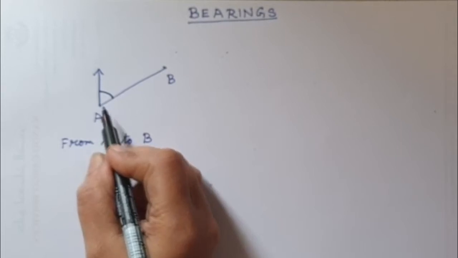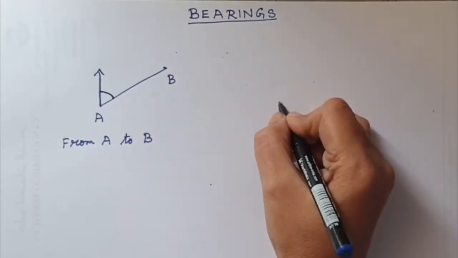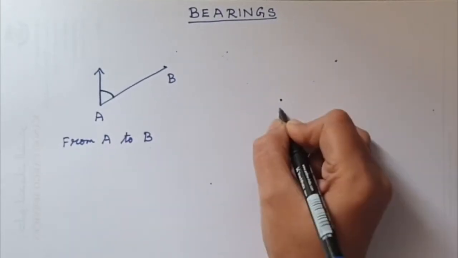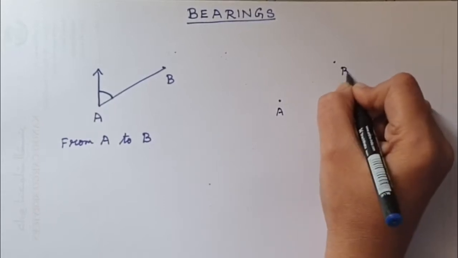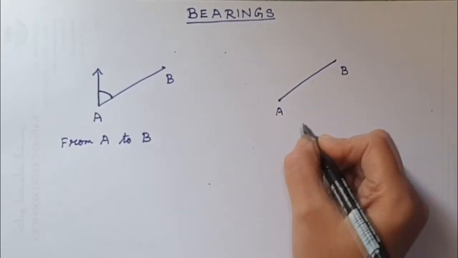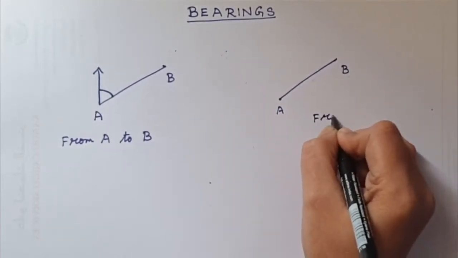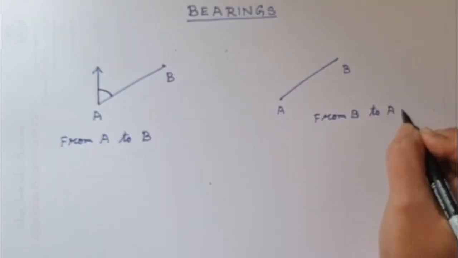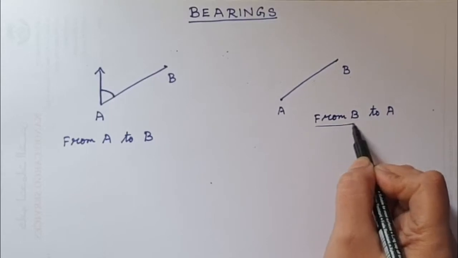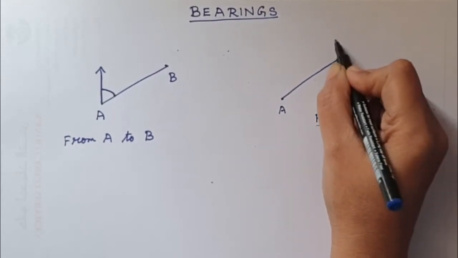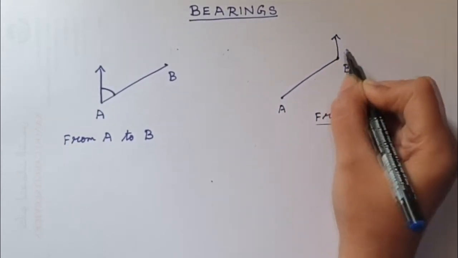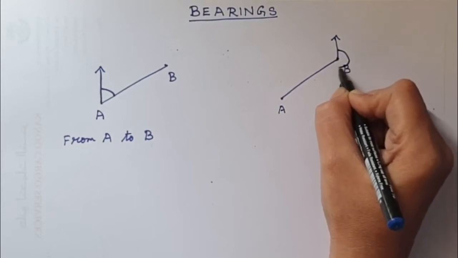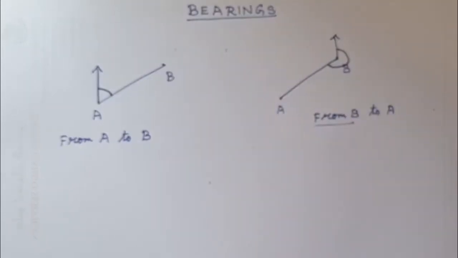So this is the bearing. Now in the same way, suppose you have a point A here and a point B here, and you need to measure the bearing from B to A. In this case it is from B, so we are at B, so we draw north at B, and always this bearing is measured in the clockwise direction.